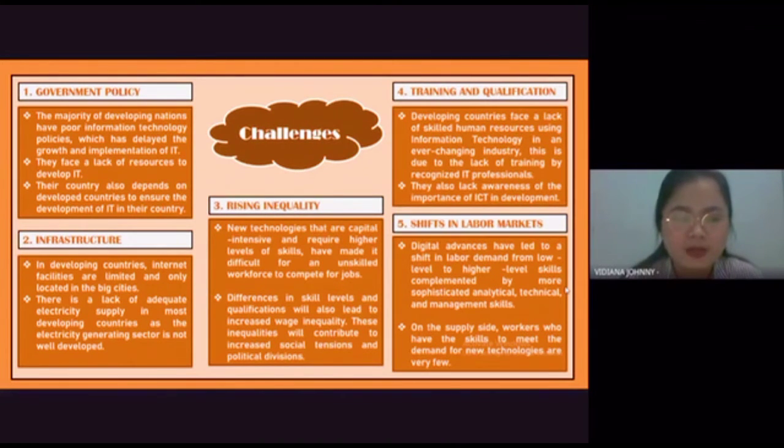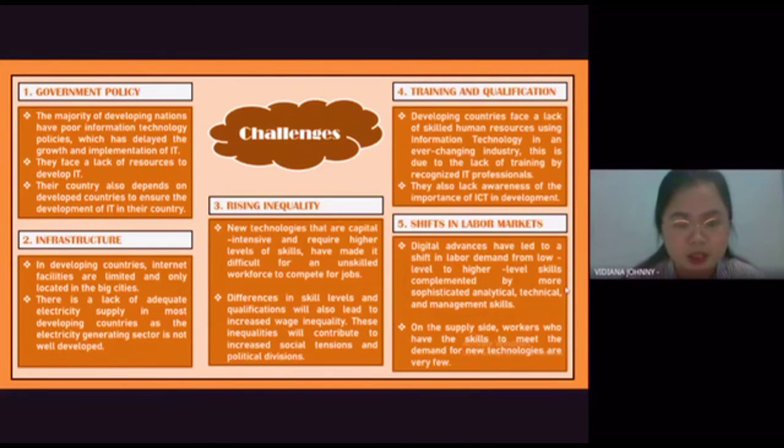Firstly, government policy. The majority of developing nations have poor information technology policy, which has delayed the growth and implementation of IT. They face a lack of resources to develop IT. The country also depends on developed countries to ensure the development of IT in their country.